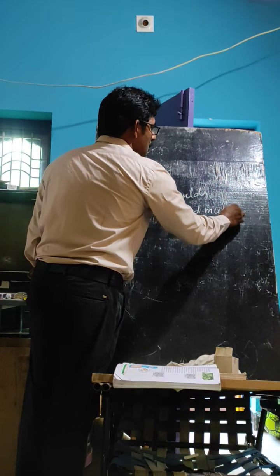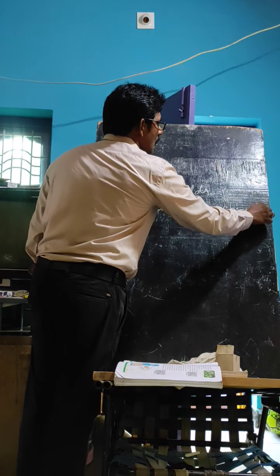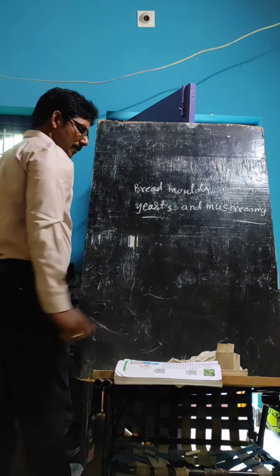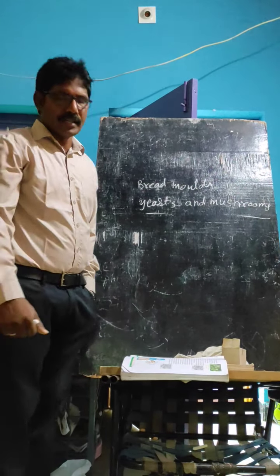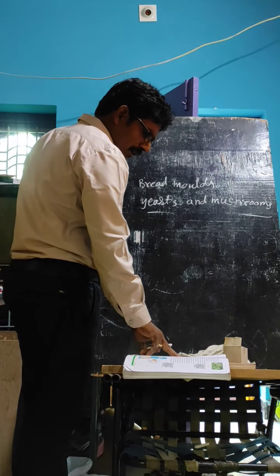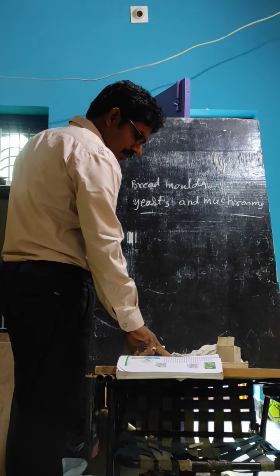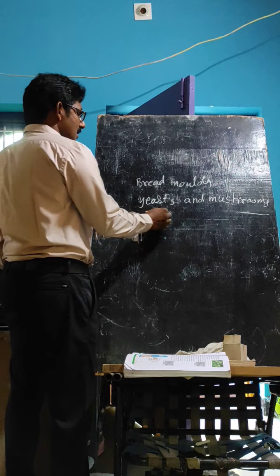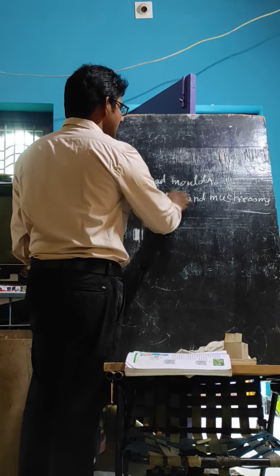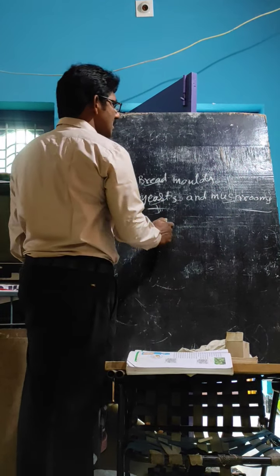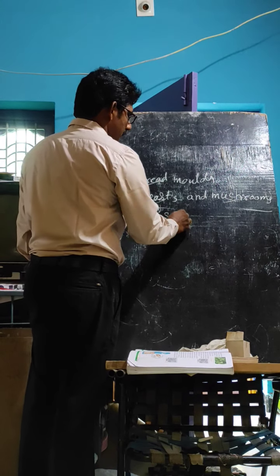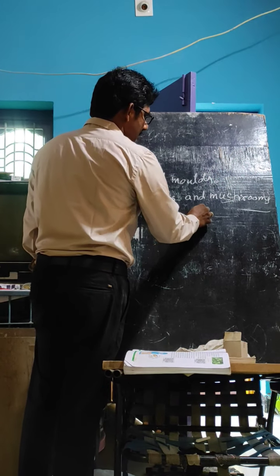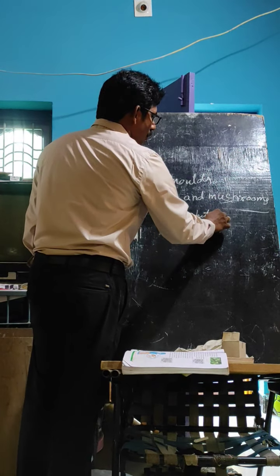Already you know that mushrooms are called puttagodu in Telugu. Yeasts are used for the fermentation process. Bread molds, yeast and mushrooms are called saprophytes. Why are they called saprophytes?